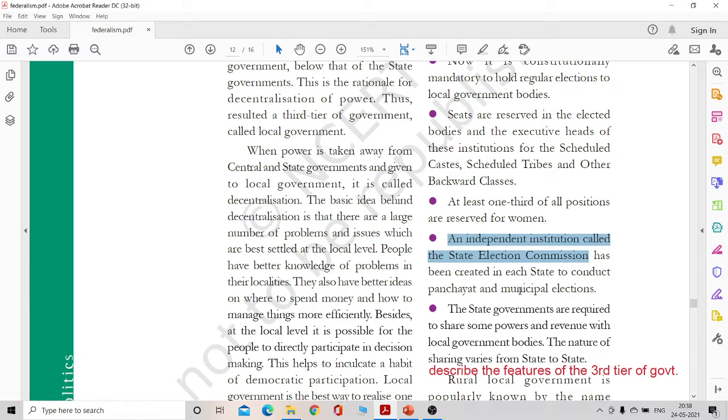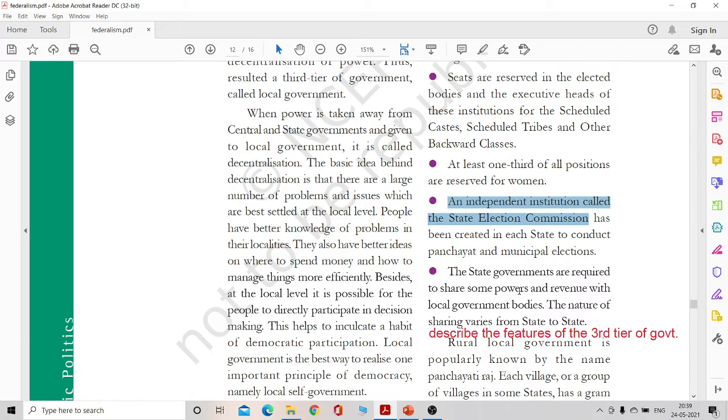So you can see that power sharing in a federal country is decentralized to such an extent that not only is there a central election commission, but also a state level election commission. This is assigned during the elections of the panchayats. Now, the other point is the state governments are required to share some power and revenue with local government bodies. Otherwise, how will Panchayati Raj work out?